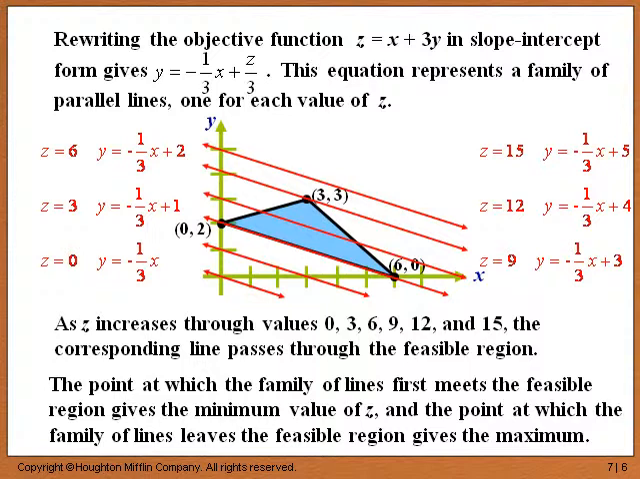The point at which the family of lines, the family of parallel lines, first meets the feasible region gives the minimum value of z, and the point at which the family of lines leaves the feasible region gives the maximum. Alright, so this is just a pattern that might help you to understand linear programming. If you don't find it helpful, just remember that the maximum or minimum values in a linear programming problem must occur at one or more vertices. That's the key point.